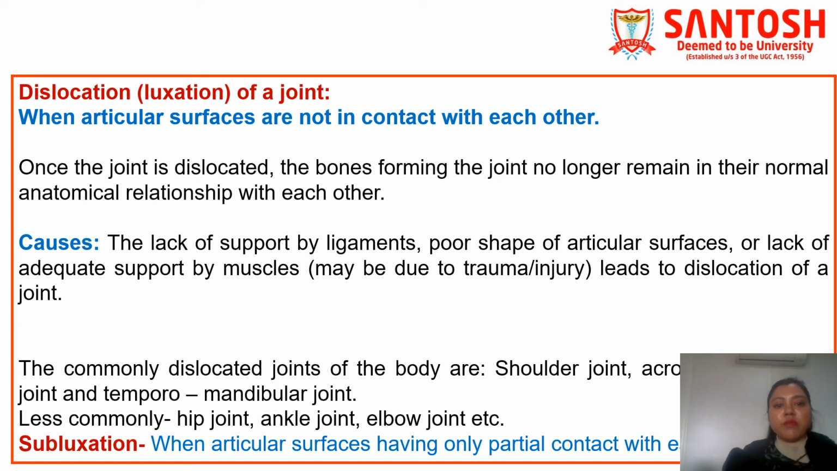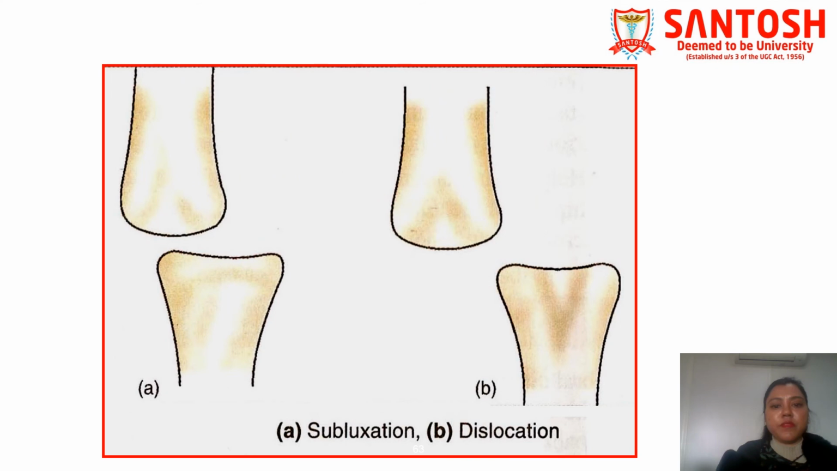For example, the temporomandibular joint, the shoulder joint and hip joint. Less commonly the hip joint, because it is stable as compared to the shoulder joint, because the surface area making contact with the reciprocal surface is more as compared to the head of humerus in the shoulder joint. So the shoulder joint, acromioclavicular joint and temporomandibular joint are more prone to get dislocated. Subluxation is when the articular surface only has partial contact with the other bone. So when there is partial contact, it is subluxation, and when there is no contact, it is called dislocation.